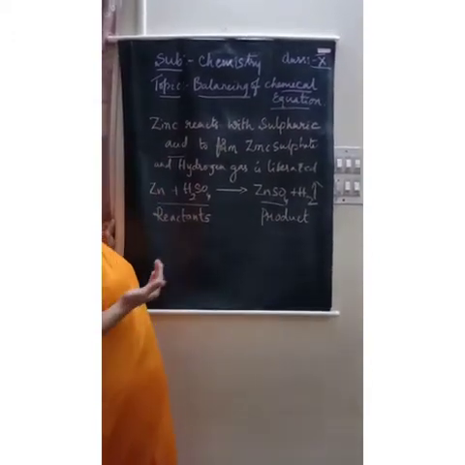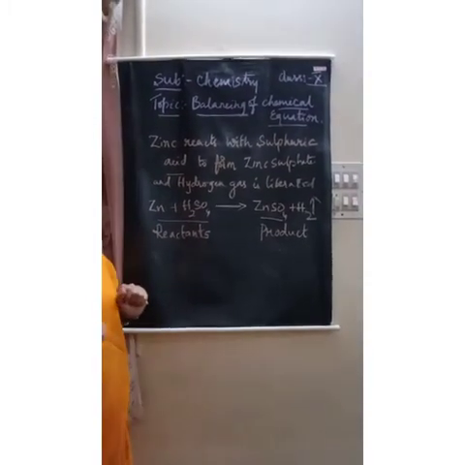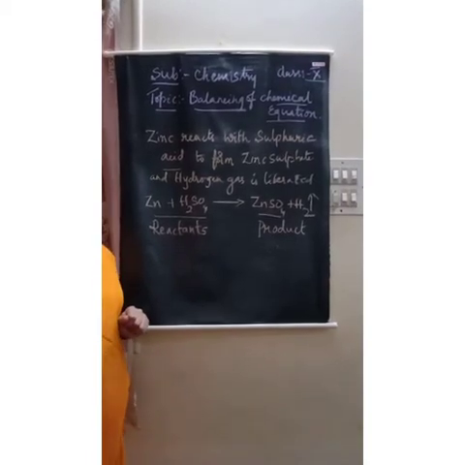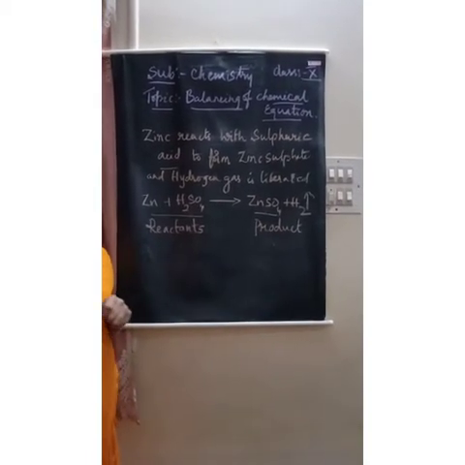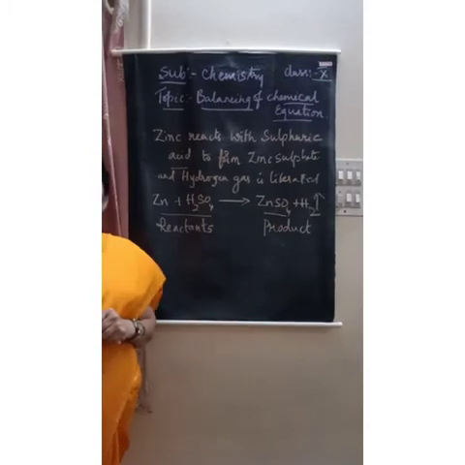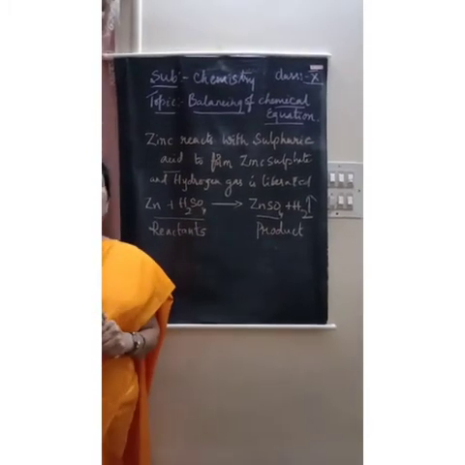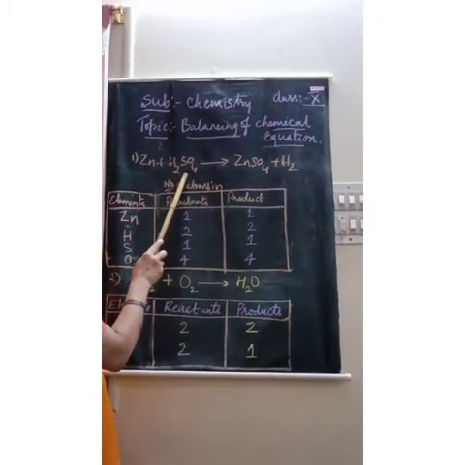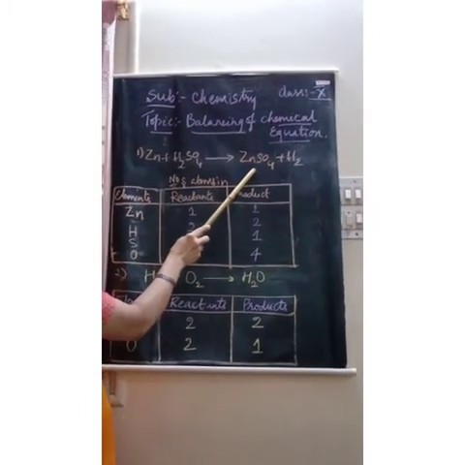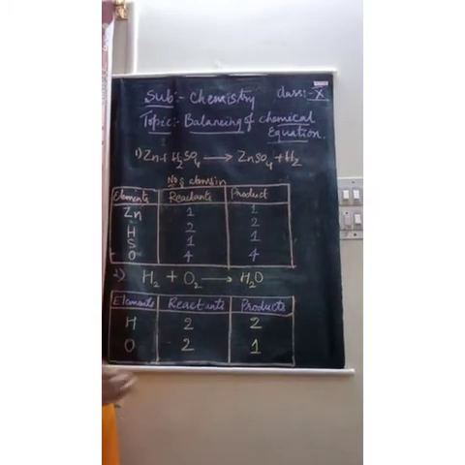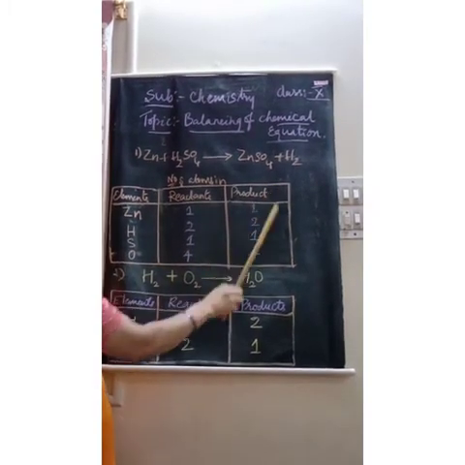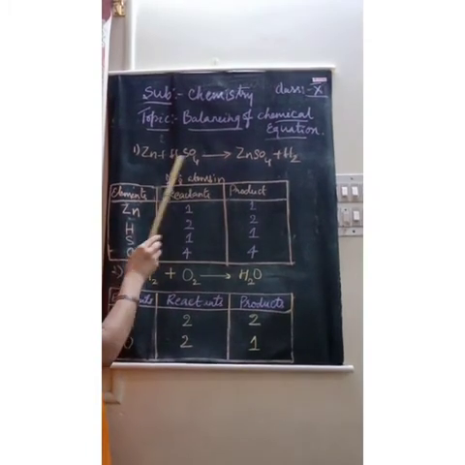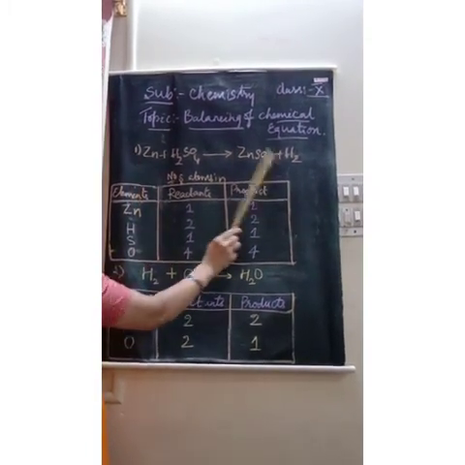How can we balance it? What steps are we going to take to balance the chemical reaction? Very important thing, children. There are certain steps. I will show you 3 methods, which are easy methods you can follow. Ready? Zinc reacts with sulfuric acid to form zinc sulfate, and hydrogen gas is liberated. First you have to draw the column like this, children. You have to write the names of the elements present in the given equation.